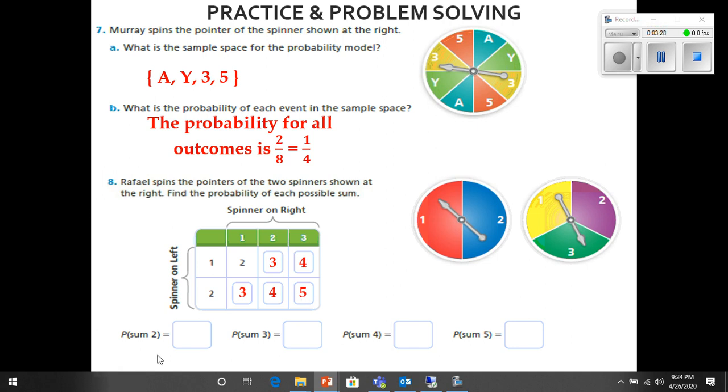Okay, so for the probability of the sum being 2, well, there's a 1, right? There's only 1 chance out of 6. And the sum being 3 is 2 chances out of 6, which is 1/3. The sum being 4 would also be 2 chances out of 6, which would also be 1/3. And the sum being 5 would only be 1 chance out of 6, which would be 1/6.